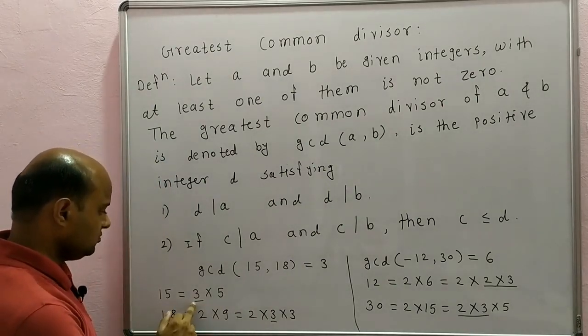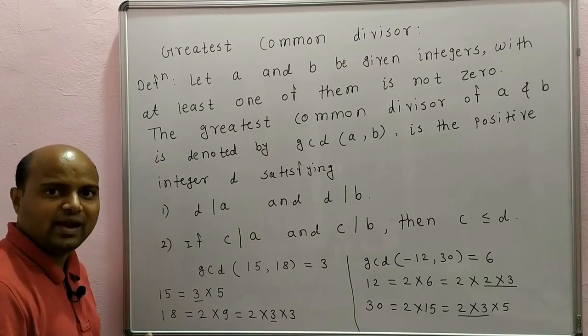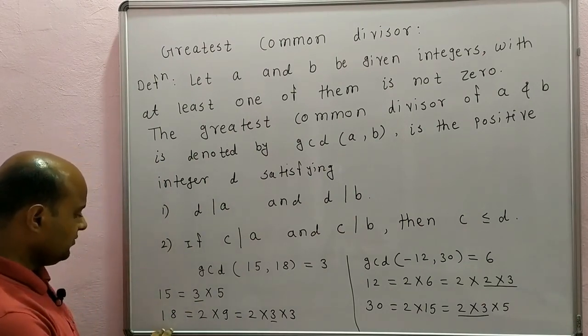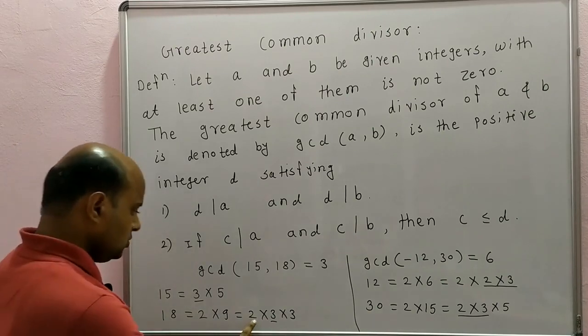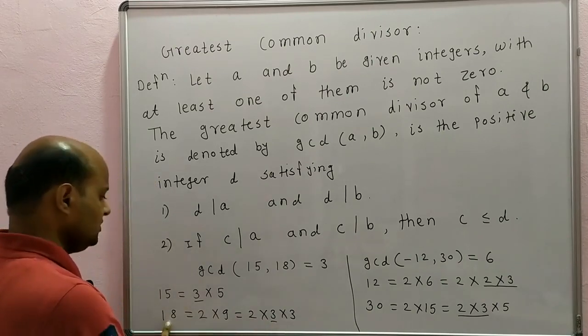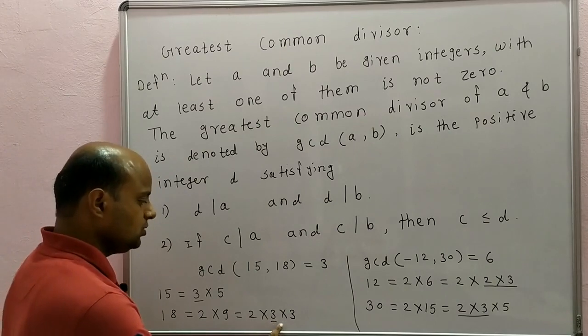15 can be factored as 3 into 5. Then we factor 18. 18 can be factored as 2 into 9, and again 9 can be factored as 3 into 3. Therefore 18 is factored as 2 into 3 into 3.